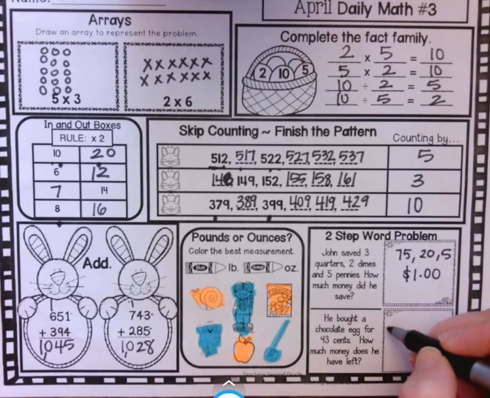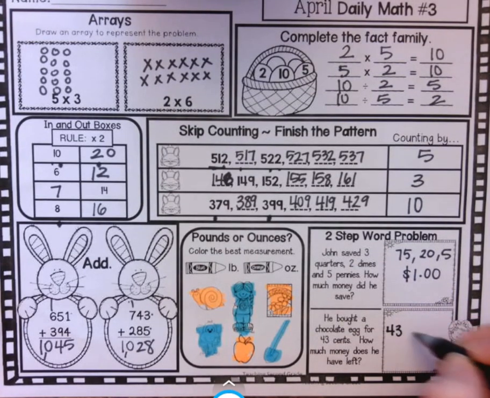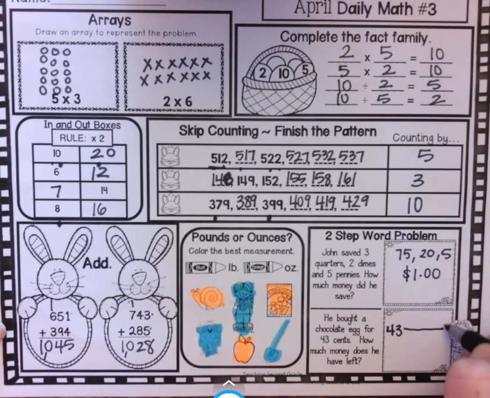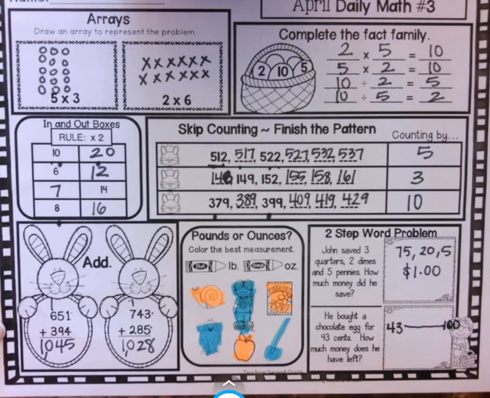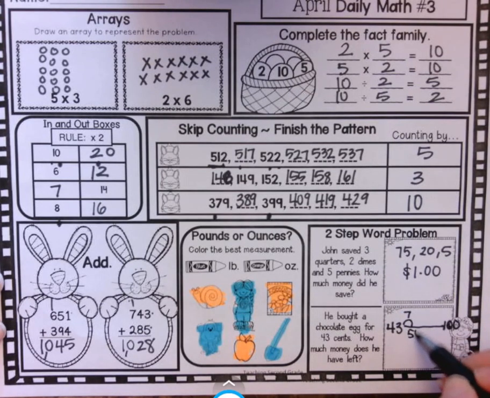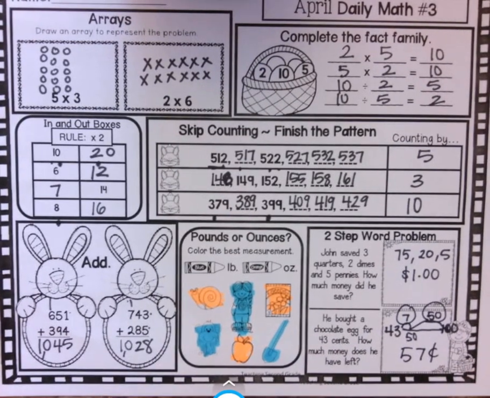So I'm going to use a number line just to remind us how to use a number line. If I go 43 up to $1, which is 100, I go 43, I add 7, and then I'm at 50, and 50 to 100 is 50. So I have a 50 and a 7. How much do I have? I have 57 cents.